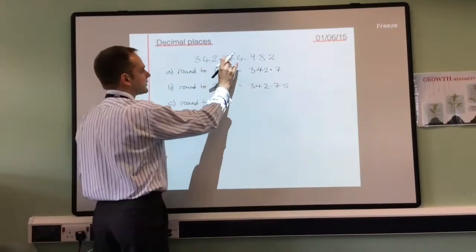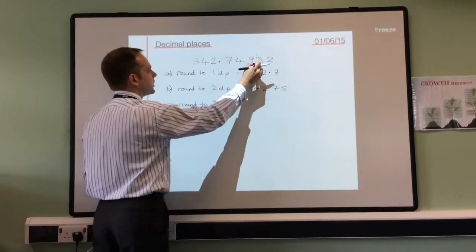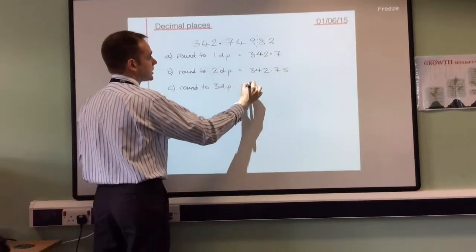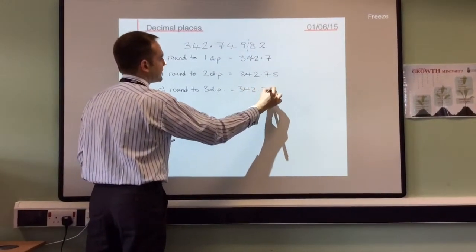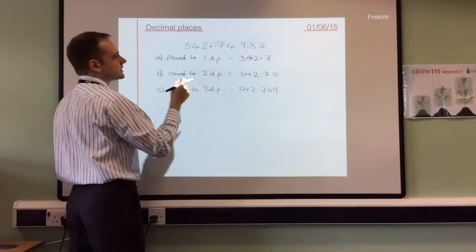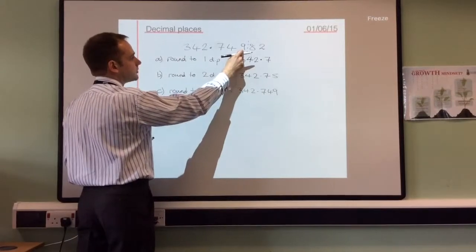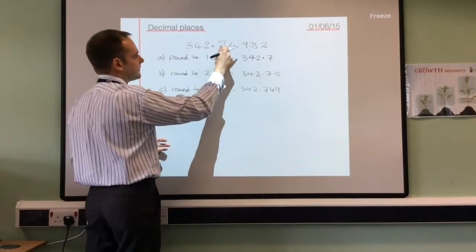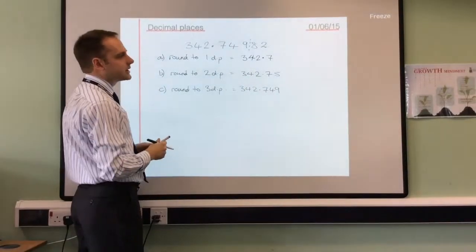Finally, if we're rounding to 3 decimal places, we draw our line after 3 numbers after the decimal point. Here, we would think our answer was going to be 342.749, but we look at the number after the dotted line and it's an 8. That means we need to round the 9 up. But how do we round the 9 up to a 10? We can't write 7, 4, 10. That doesn't make any sense.